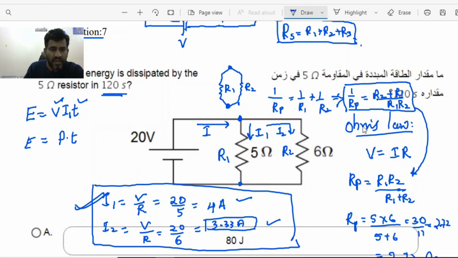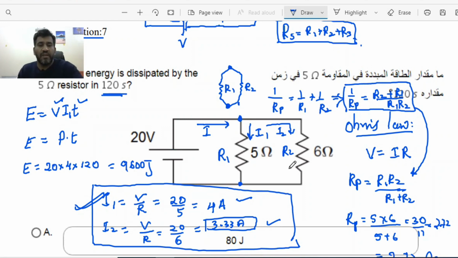So let me write it here. Energy dissipated is equal to the voltage, which is 20, times the current, which is 4 amp, times the time, which is 120. So just do the multiplication: 20 times 4 times 120, you're going to get the answer here as 9600 joule. Energy is represented in the unit called joule.